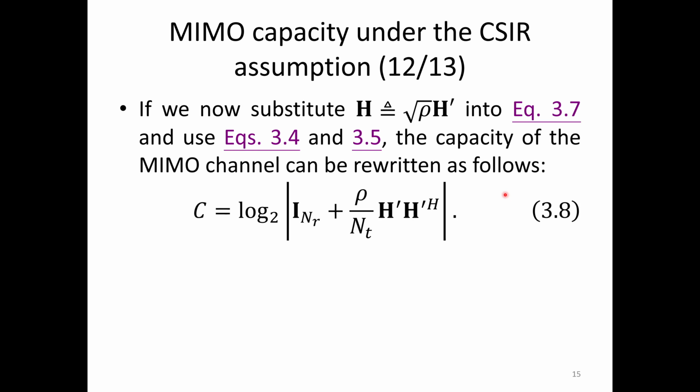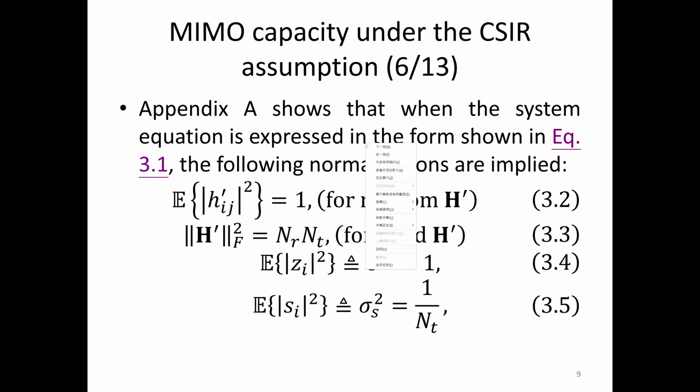Okay, let us go back to page 15 and equation 3.5. In equation 3.5, the expectation of the square of the absolute value of Si is defined as sigma S squared, which is equal to 1 over Nt.